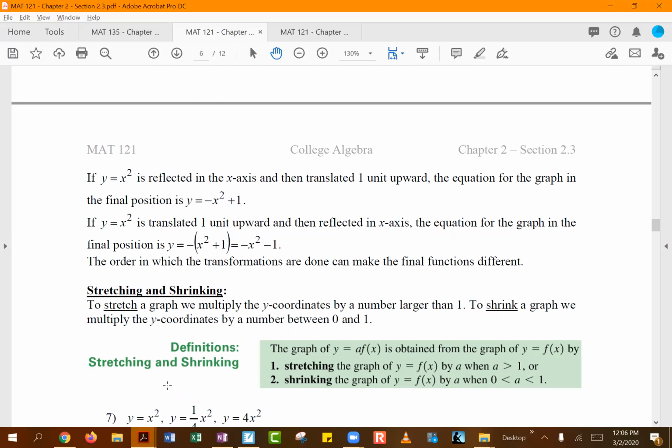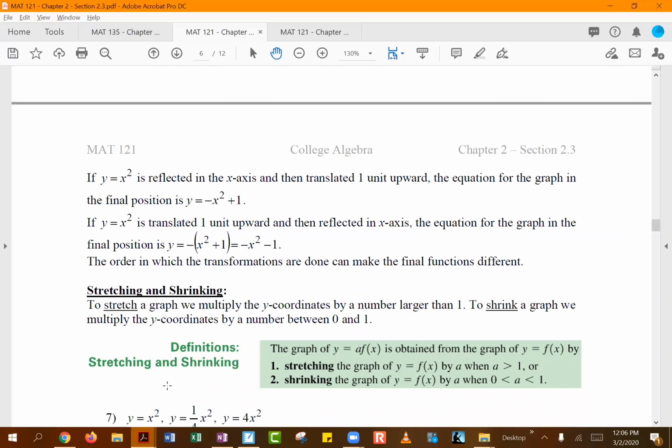Before we get into the stretching and shrinking, I do want to look at this paragraph here. Remember how I was telling you the order of your transformations is really important, like we do with order of operations? Here they're talking about if you take your x squared function, which is your parabola, reflect it in the x-axis, which means you're putting a negative on it, and then translate it 1 unit up, your function is actually going to end up looking like this, because we did the reflection first and then moved our graph 1 unit above that.